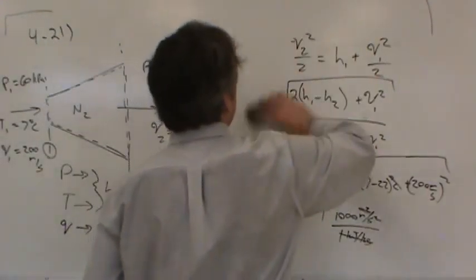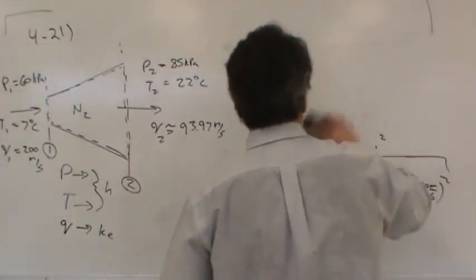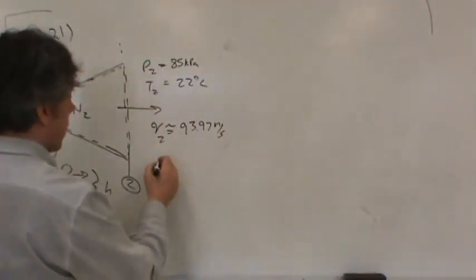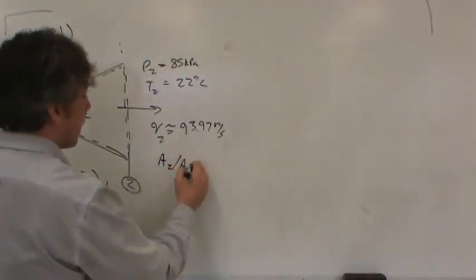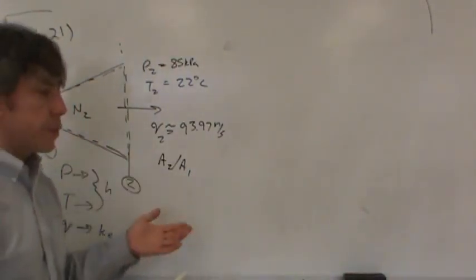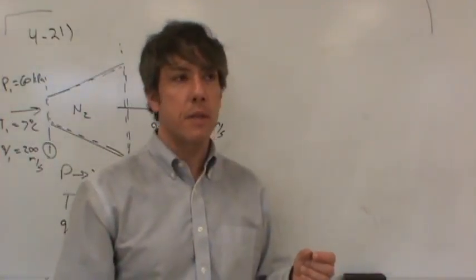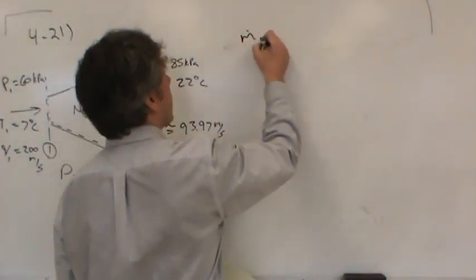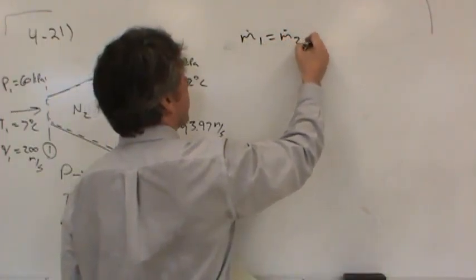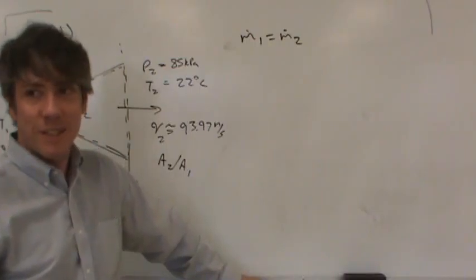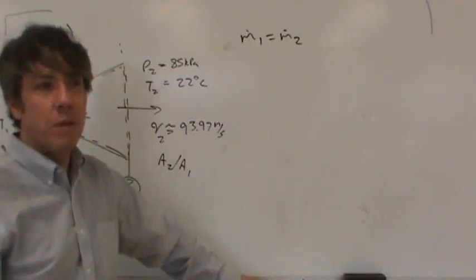Now that wasn't the only question. Notice we've used the energy balance, but that wasn't the only question. The other question was, what's the ratio of the area at the inlet and the exit? It's really common that if you've used up the energy balance, you have to use the mass balance. So let's see what we can do with the mass balance. The mass flow rate coming in must be equal to the mass flow rate leaving. That looks pretty boring and pretty useless, right? But is there some usefulness here?